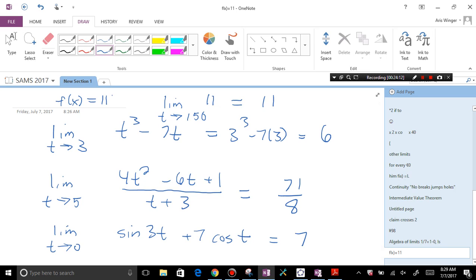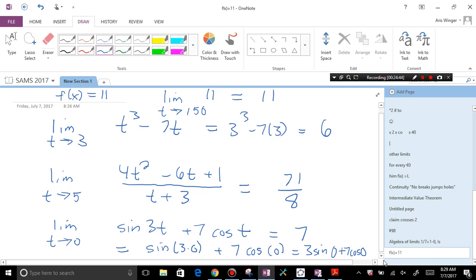Yes. So for the sine, cosine limit questions, is it just the number that's on the outside? Say that again? Is it just the number? Oh, no, thank you for the clarification. This is equal to, because trig functions are continuous, 3 times the sine of 0 plus 7 times the cosine of 0. I'm plugging in the number.